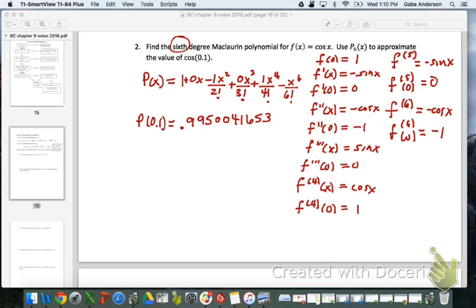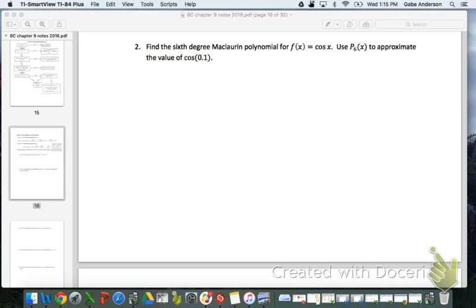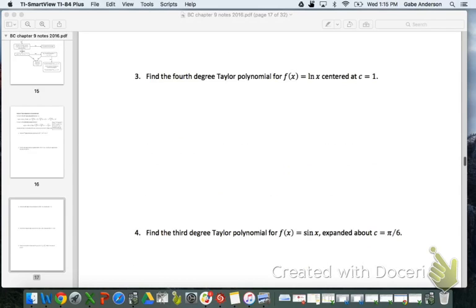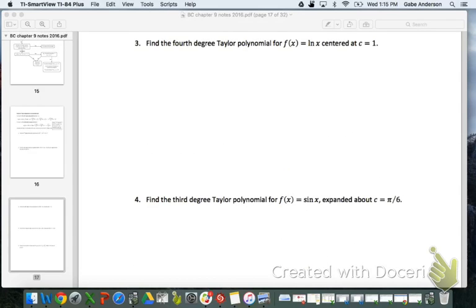Okay, let's move on to another here. Let's work on constructing these. So number 3, a little bit different. It says, find the 4th degree Taylor polynomial for f of x equals ln of x, and now we're centered at c equals 1. So this is different. The previous one we did, we were centered at c equals 0. That made it a Maclaurin polynomial. This one, we're centered at something other than 0, making it truly a Taylor polynomial.